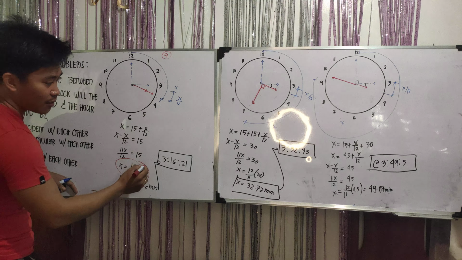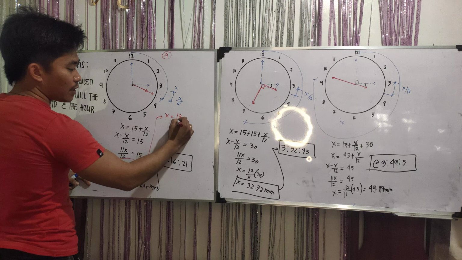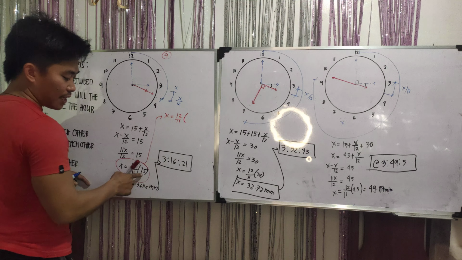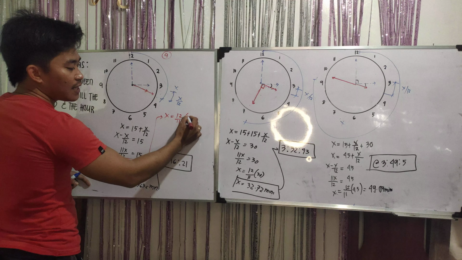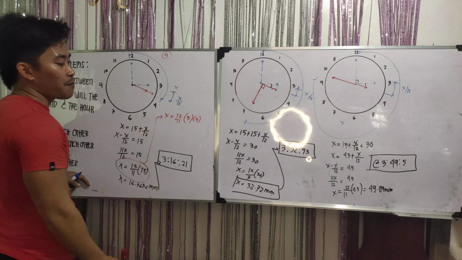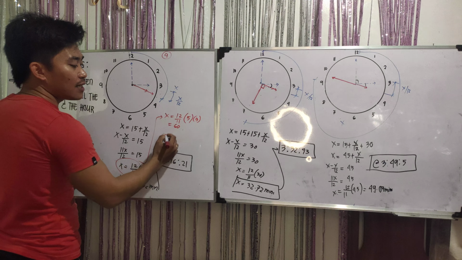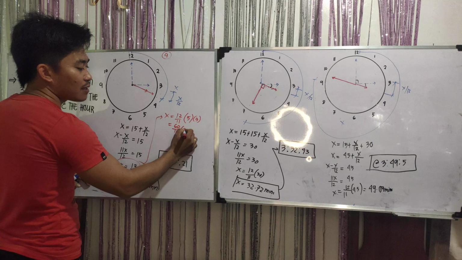What will happen? X actually is what? X is just 12 over 11 times 15, right? Now, 15 is just a product of 5 times 3, right? Now, connect. 12 times 5, that is 60 over 11 times 3.